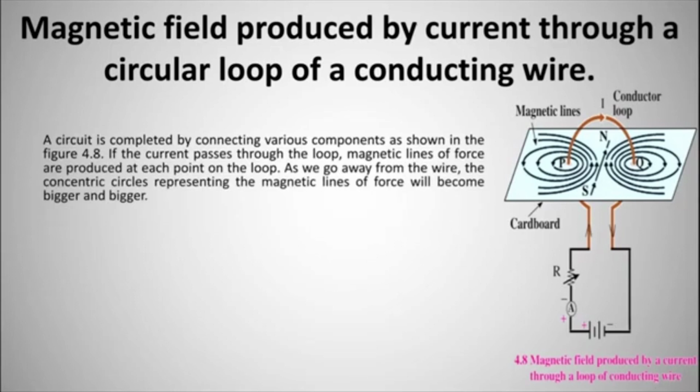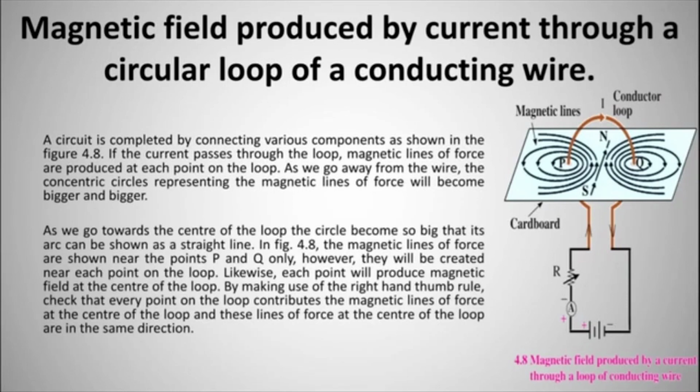As we go towards the center of the loop, the circle becomes so big that its arc can be shown by a straight line. As in figure 4.8, magnetic lines of force are shown near the points P and Q only. However, they will be created near each point on the loop. Likewise, each point will produce a magnetic field at the center of the loop.